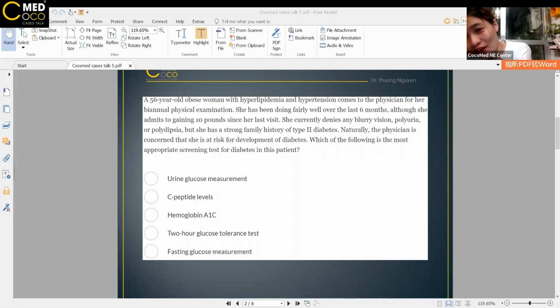Yes. As I know, C-peptide levels are usually used to differentiate between real insulinoma and fake insulinoma. It means someone injects insulin into their body to fake the value of the insulin and the value of blood glucose. So C-peptide is used for that.